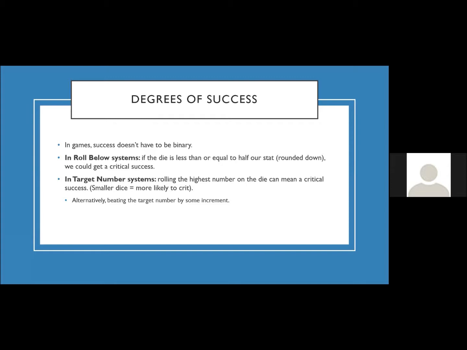Alternatively, some systems, Pathfinder 2nd edition, for example, say if you beat the target number by 10 or more, you get a critical hit. But if you miss it by 10 or more, you also get a critical failure. So those are some ways you can add degrees of success into simpler dice mechanics. But what if you wanted to actually go even more complicated with it?